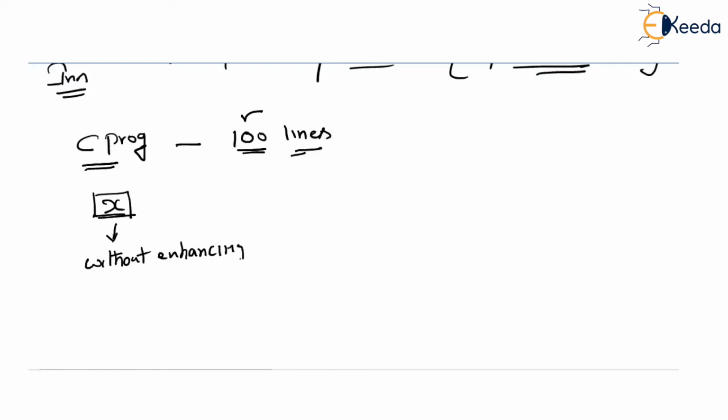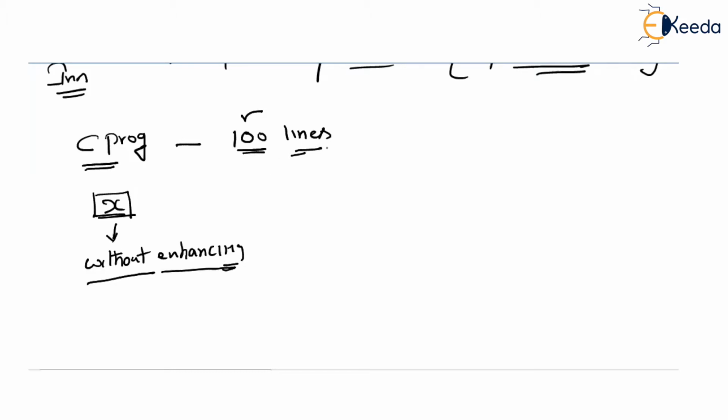What is this without enhancing? We did not implement any techniques to improve the speed up. So the time which has been taken to execute this program is X. So this X is without enhancements. No techniques or improvements have been implemented during the execution of the program. Now let us take that.